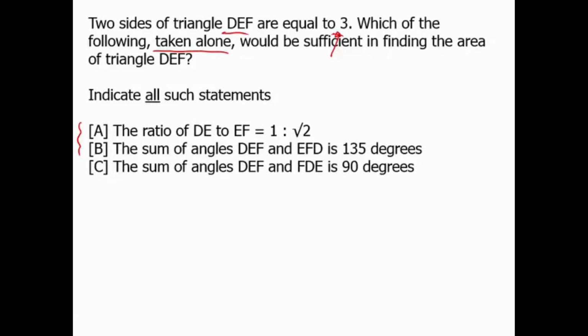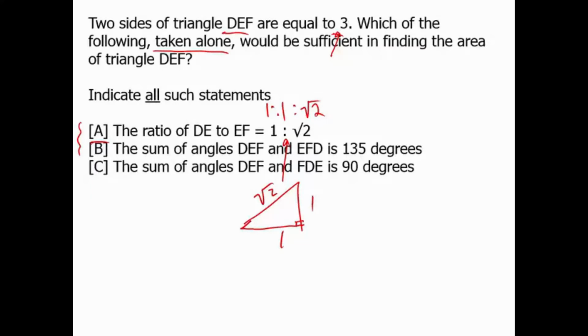So what we have here, looking just at A, is the ratio of DE to EF is 1 to the square root of 2. Now obviously we just want to jump in here and say, oh, I got it. 1 times 1 to the square root of 2, which means a 45, 45, 90 triangle. And indeed, that could very well be a possible triangle that adheres to those constraints. The question, though, is it the only possible triangle?